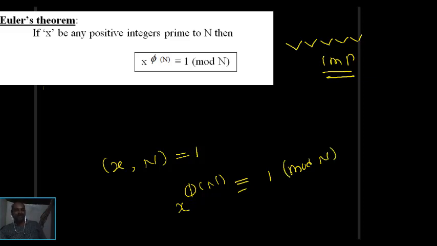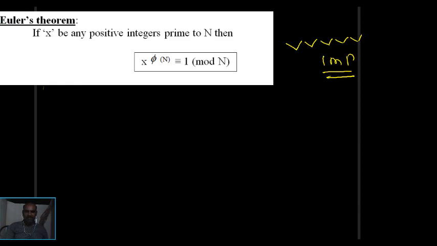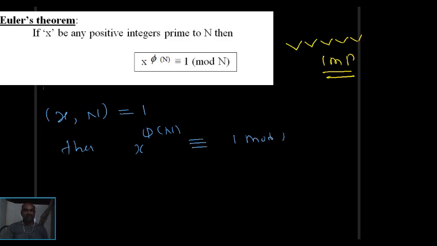Very, very important theorem, with only one condition. What is the condition? x and n are coprimes. That's all. x power phi of n is congruent to 1 modulo n. This is very, very important. Again, listen, students: if x, n are coprimes, then Euler says x power phi of n is congruent to 1 modulo n.